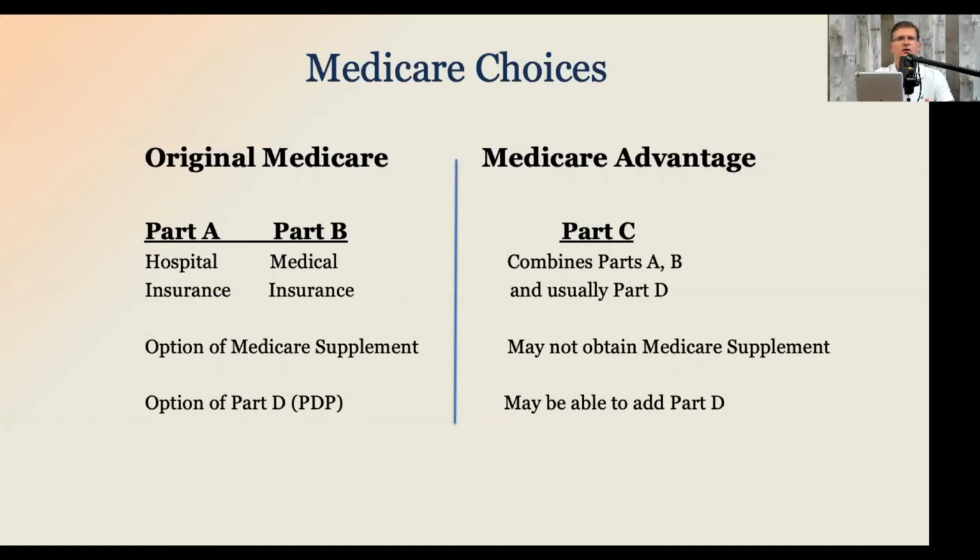It combines Parts A, B, and usually Part D. In those plans, you can get a prescription drug plan included. You may not obtain a Medicare supplement when you're on a Medicare Advantage plan. And like I said already, you may be able to add Part D to it as well.